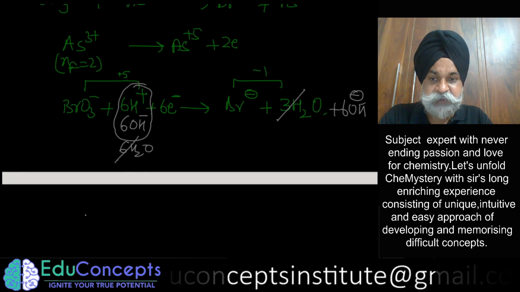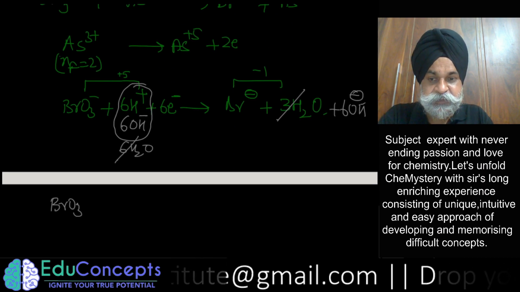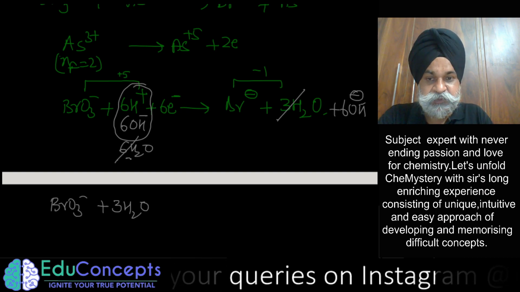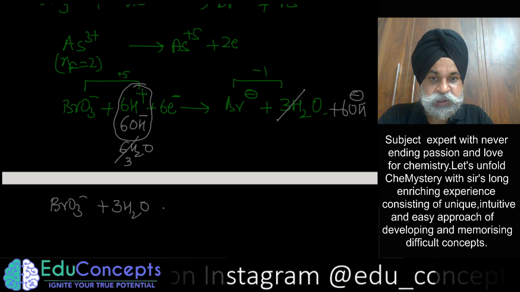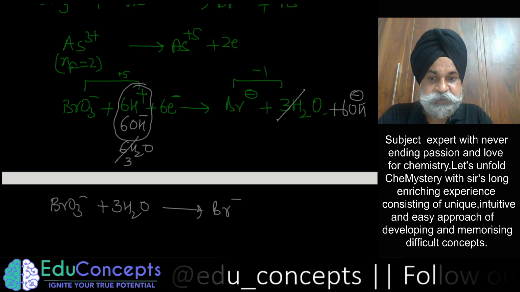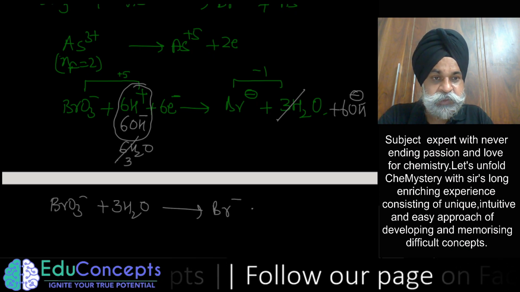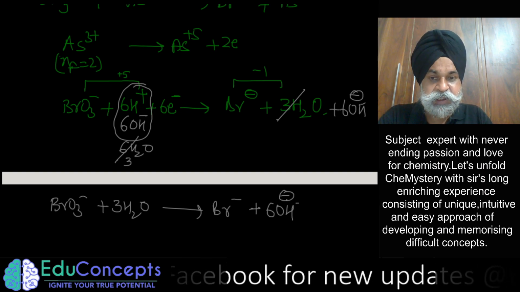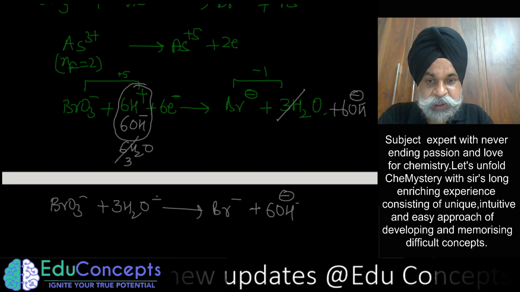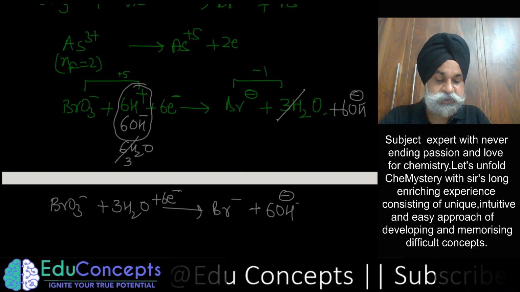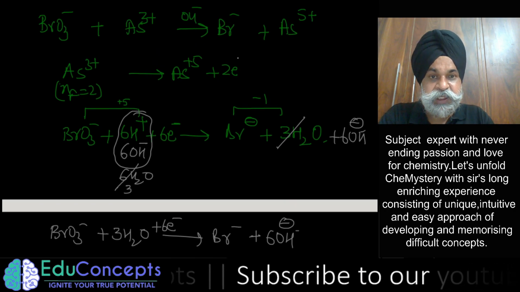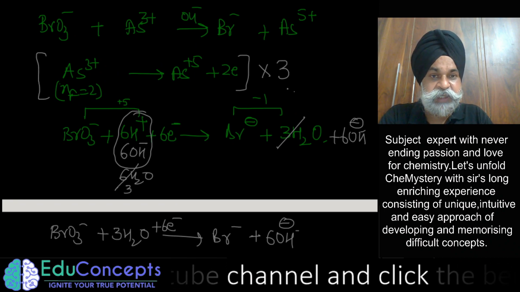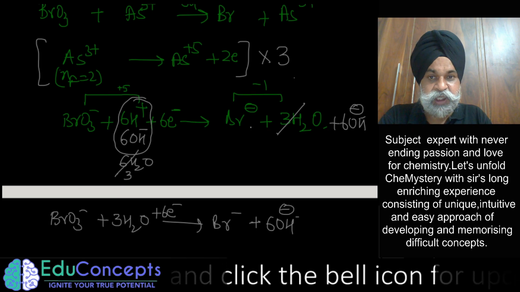Now what you are left with is BrO3 negative plus 3 water, because now this would be 3 water, gives you Br negative plus 6 OH negative. Sorry, and here I have to write the 6 electrons also. So this is losing how many? This is losing 2 electrons, so this is to be multiplied by 3, so that the electrons get balanced.